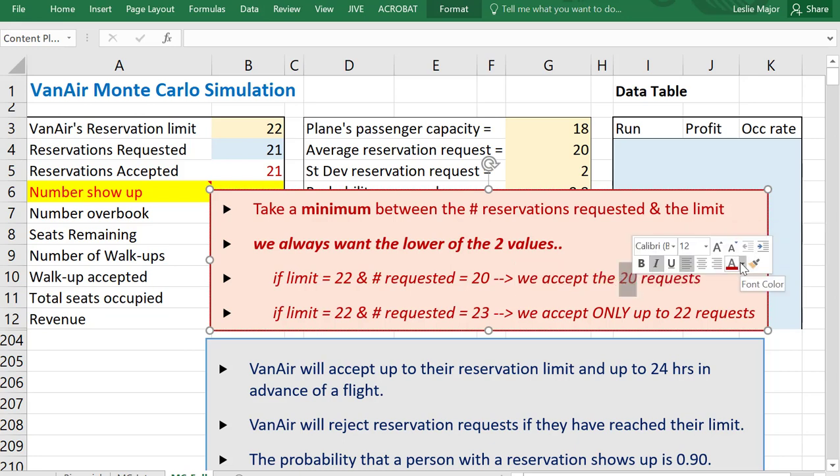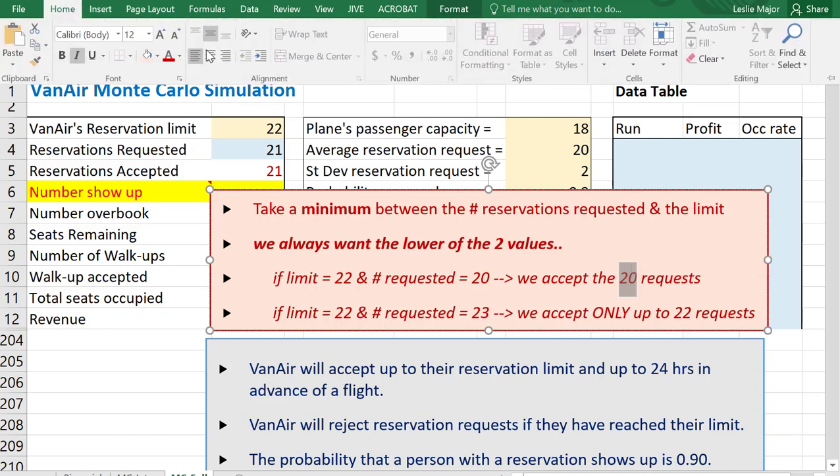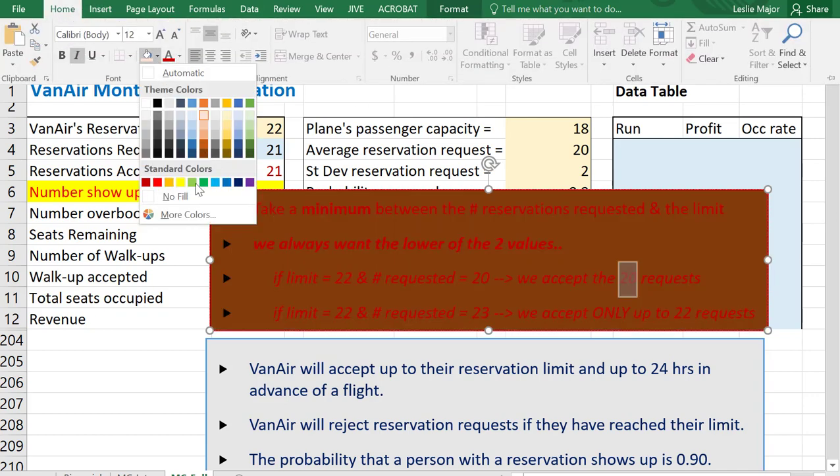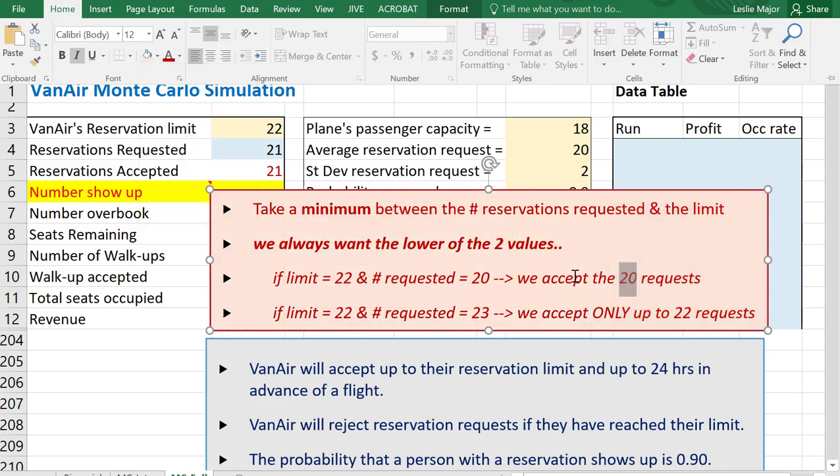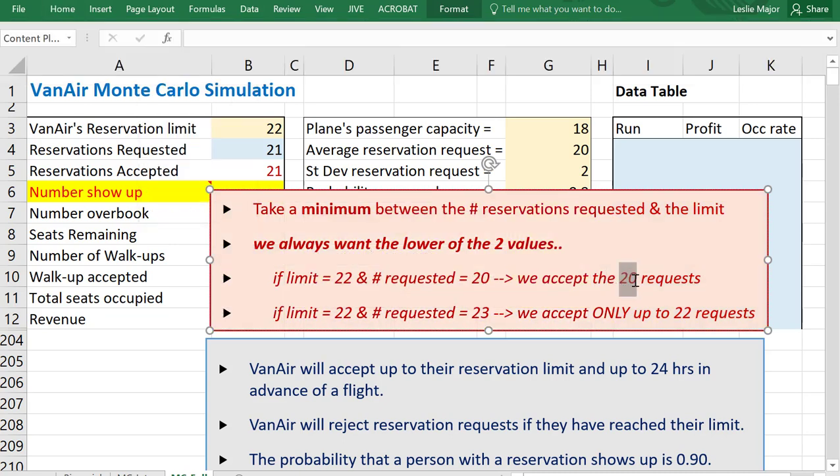So out of the two of those values, we're going to pick the smaller of the two. So we're going to pick the 20 requests when we have the 22 and the 20, because we only have 20 requests, so that's all we're going to take. But if our requests were higher than our limit, then we stop at our limit. So again, we take the lower of the two numbers.